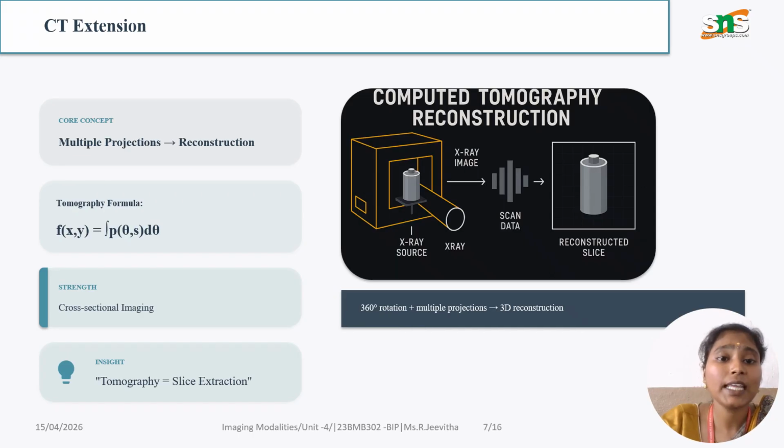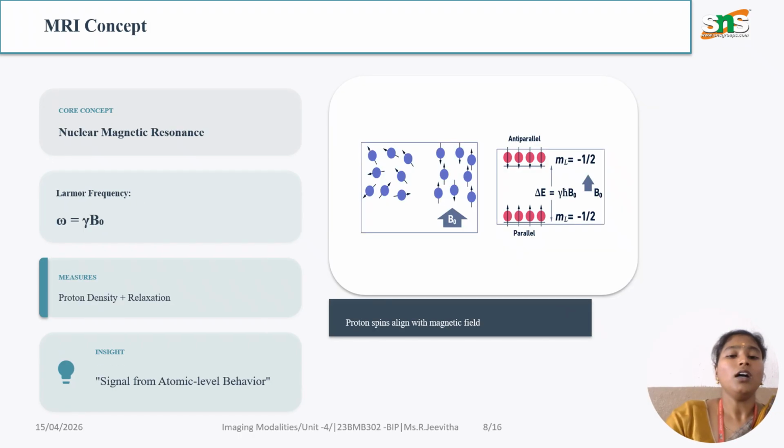Next one is CT. It's an extension of X-ray. Instead of one projection, it takes multiple projections from different angles. This reconstructs the internal structure. Tomography is the slicing of the image. So X-ray is a 2D projection, and CT gives cross-sectional slices. The advantage is better detail, with no overlapping of the structures.